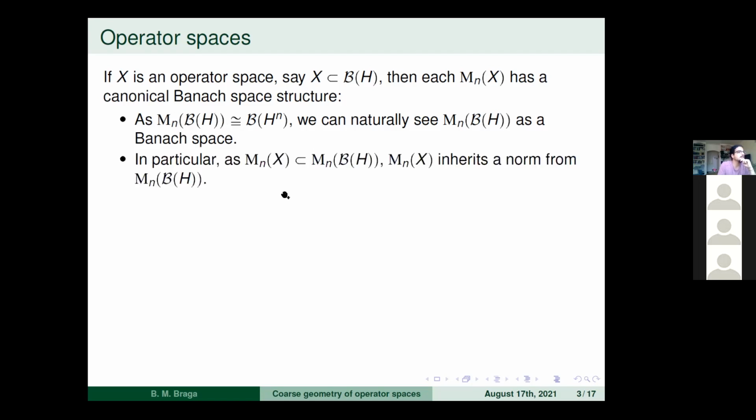And since X is a subset of B(H), M_n(X) becomes a subset of M_n(B(H)). So this comes endowed with this norm, just as being a subspace of it. Okay, so with this background in mind, let's now define what completely bounded maps are.